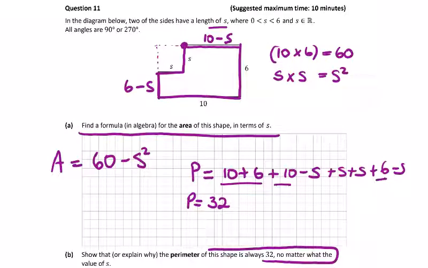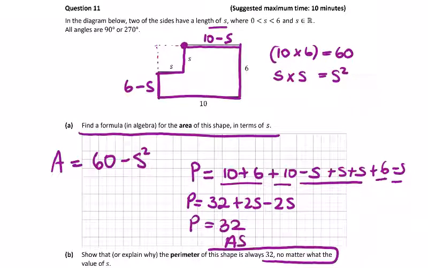And then what happens with all my S's? We're going to get plus 2S minus 2S. I think that's a nice way to show it. So the perimeter is equal to 32, as S will always cancel. That's question 11.